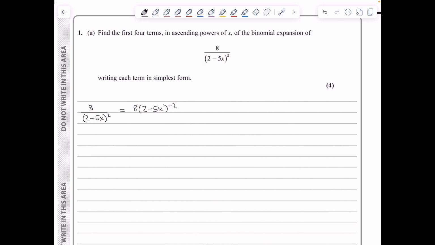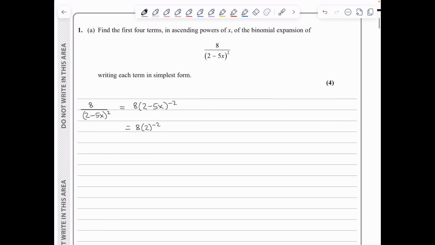I will factor out the 2 to get 8 times 2 to the negative 2, so we inherit the power of the original expression here, and I divide everything by 2 within the bracket, so it's going to be (1 minus 5x over 2) raised to the power of negative 2. So we are looking at 8 times a quarter, so let me write this down. It's 8 times 1 over 4. And then we apply the binomial expansion.